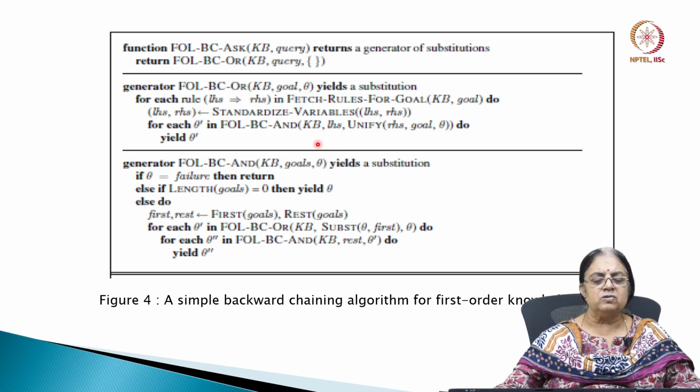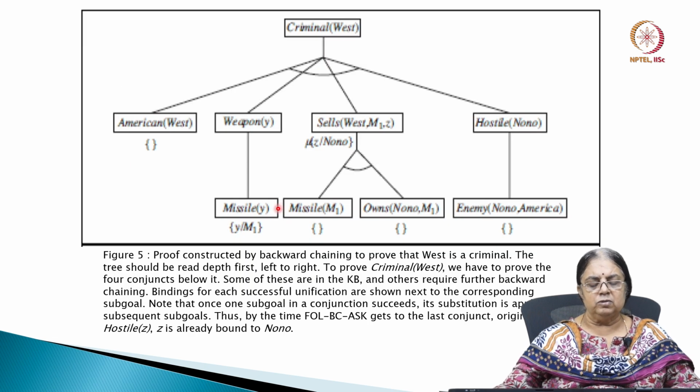So for each rule, you check whether your RHS is the goal that you are looking for or contains the goal you are looking for. Then you take the LHS, and you check whether every term in the LHS is true or not. So that is how this actually works. Okay, so this is your proof tree by backward chaining.